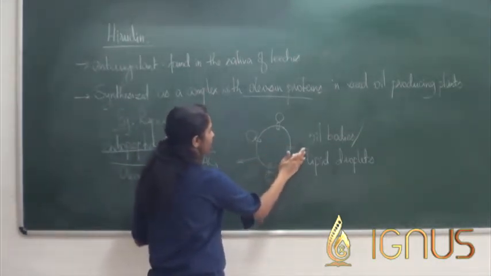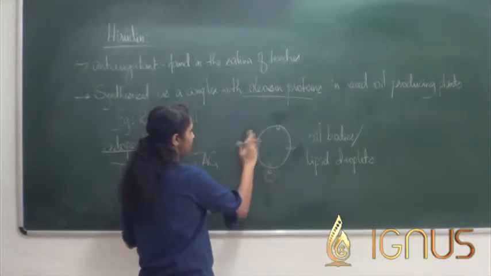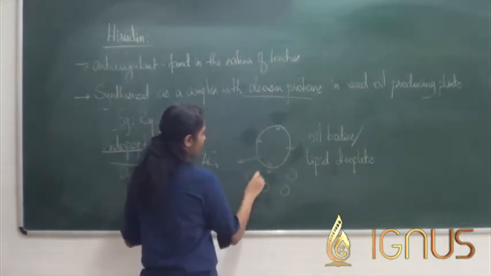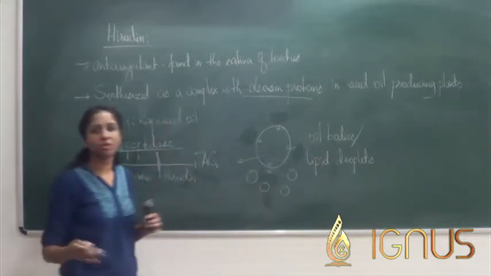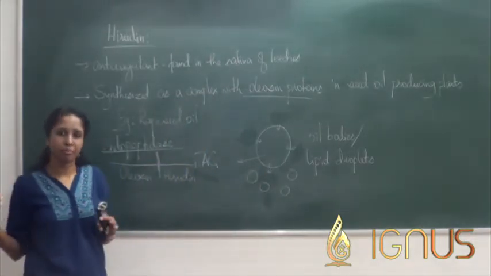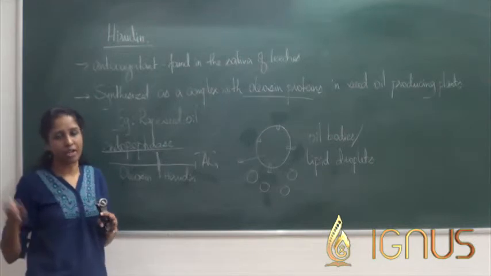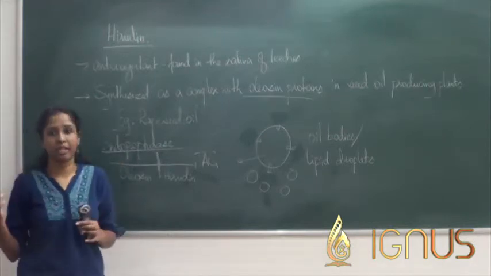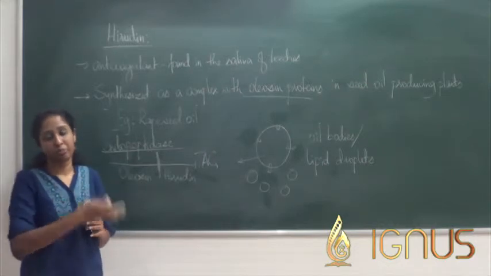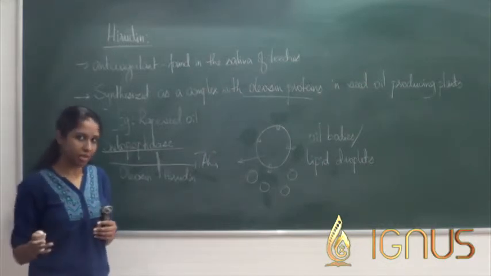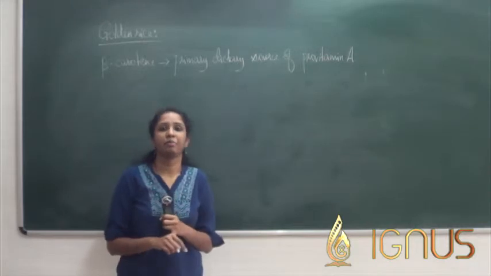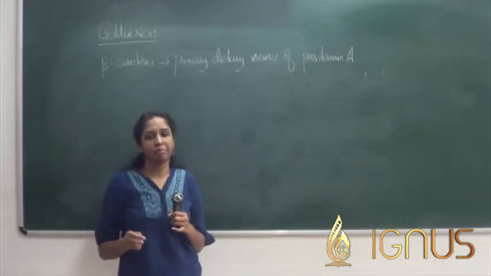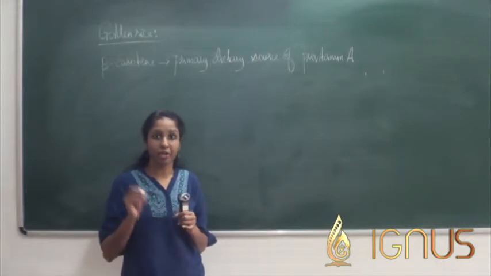So this hirudin which is attached to the oleosin will become free, and these hirudin molecules can be isolated, purified, and used as an anticoagulant further on. So that is how hirudin can be produced using a transgenic plant. The next example that we'll be talking about is golden rice. Golden rice is a very good example for biofortification.